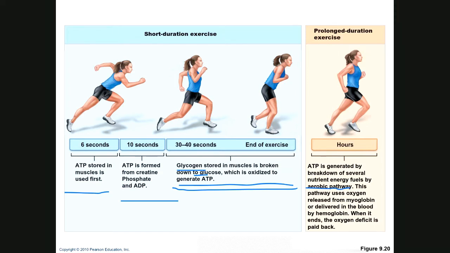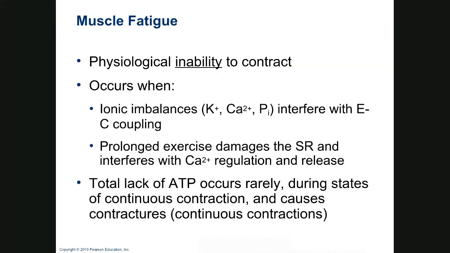Myoglobin in the muscle stores oxygen, hemoglobin in the bloodstream stores oxygen. And then you'll have to put that oxygen back when you've used it up from just breathing. Physiological muscle fatigue is inability to contract, not you're tired, you just can't do it.